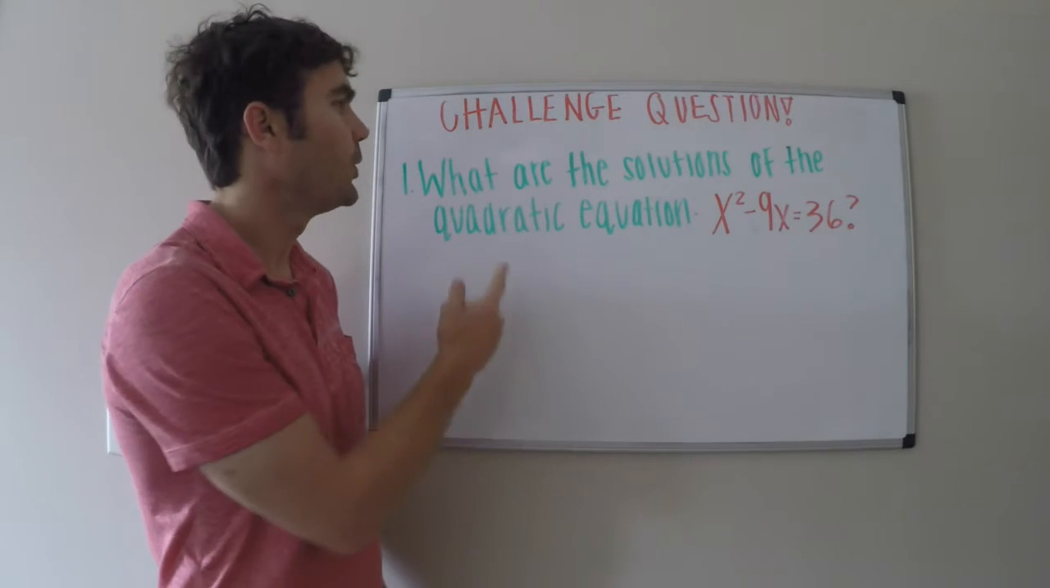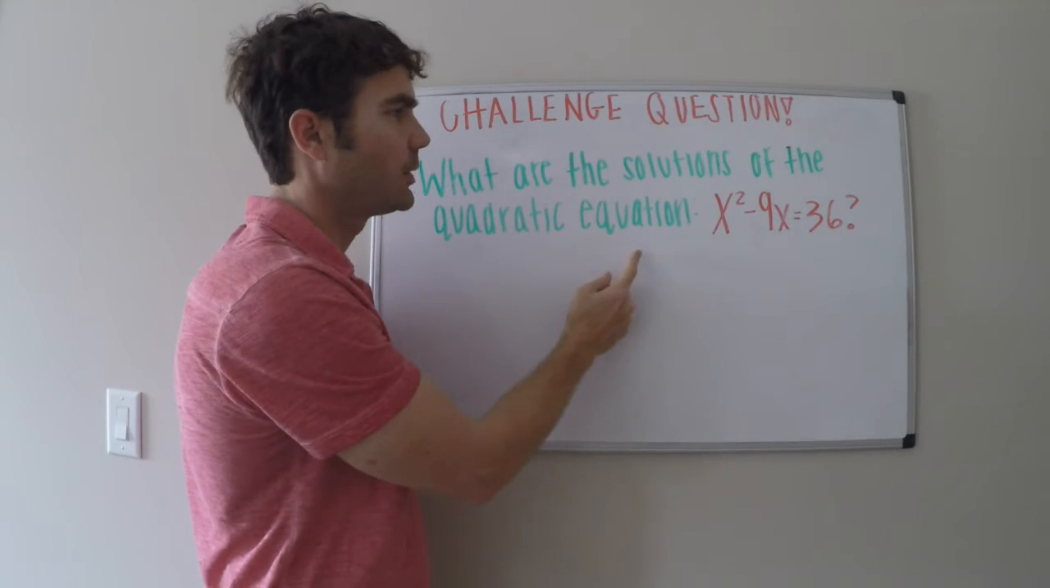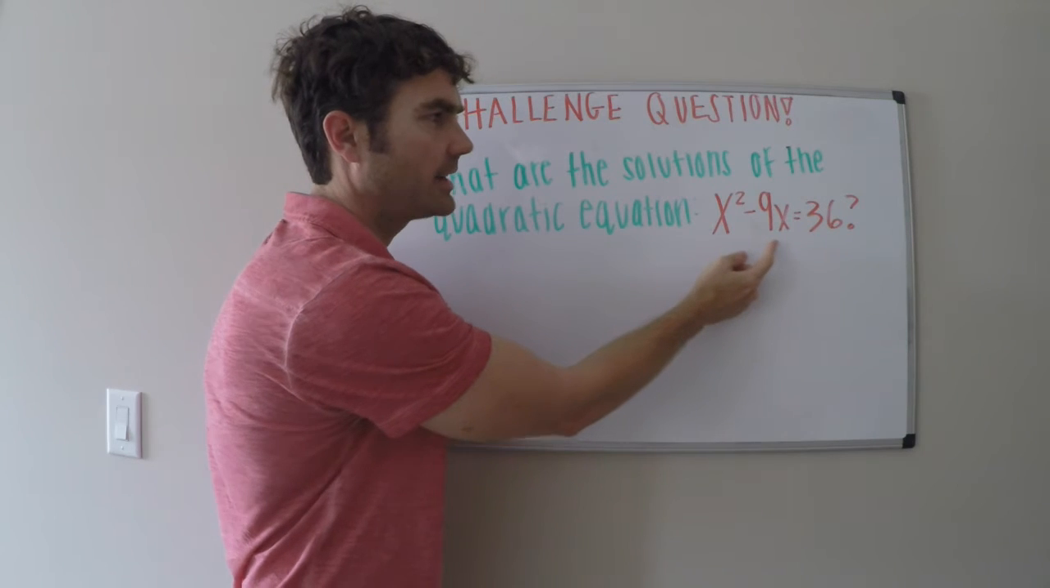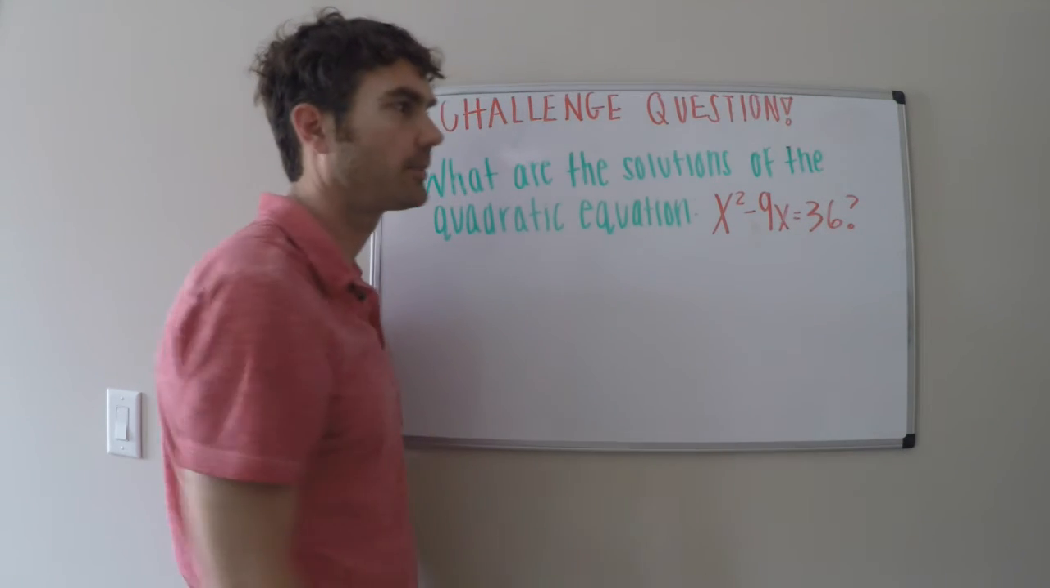Today's challenge question: what are the solutions of the quadratic equation x squared minus 9x equals 36?